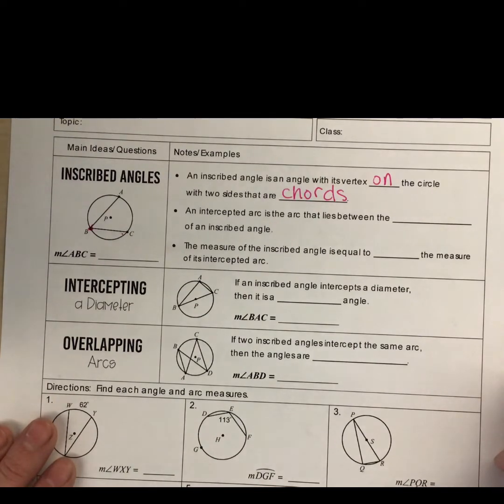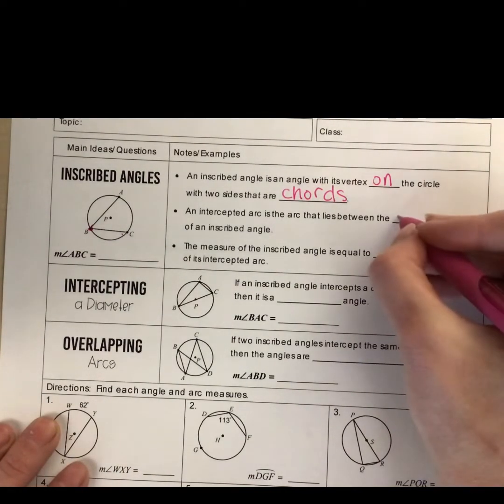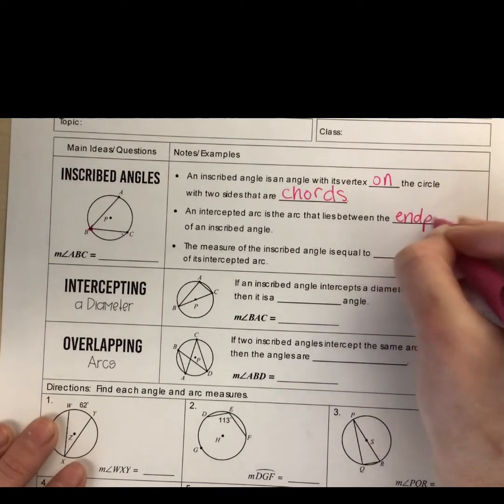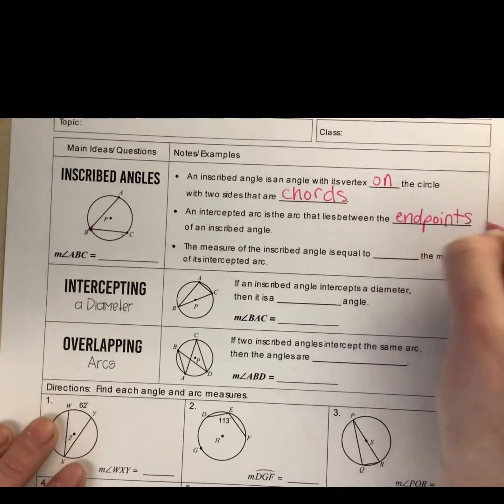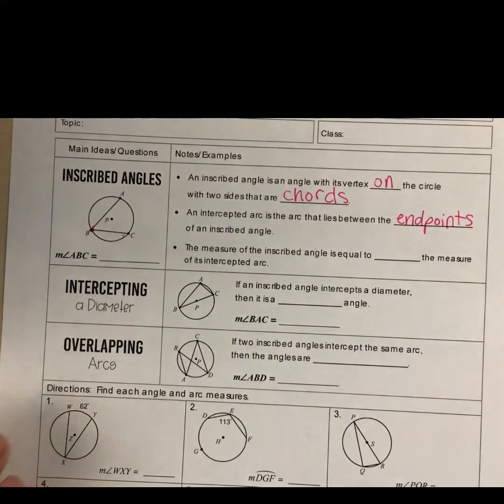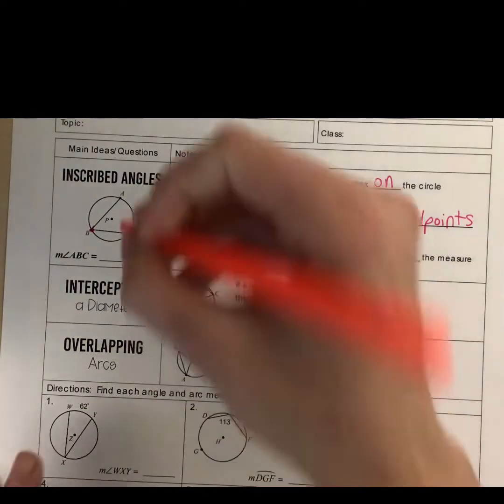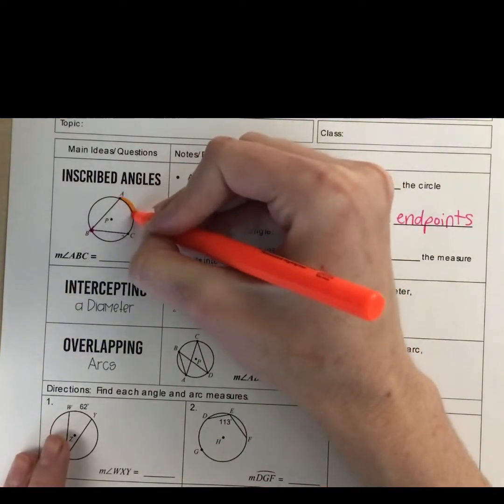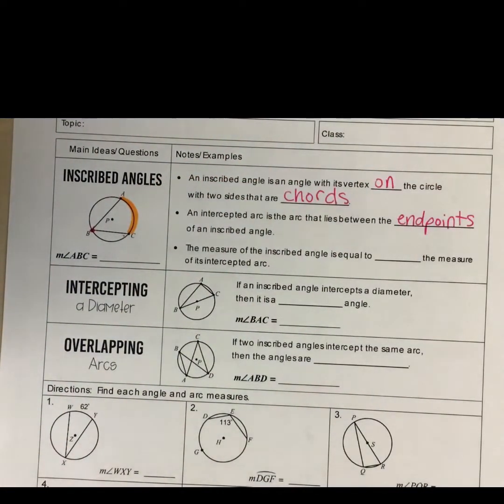The next thing is an intercepted arc. An intercepted arc is the arc that lies between the endpoints of an inscribed angle. So that intercepted arc is going to be this part of my circle from A to C.